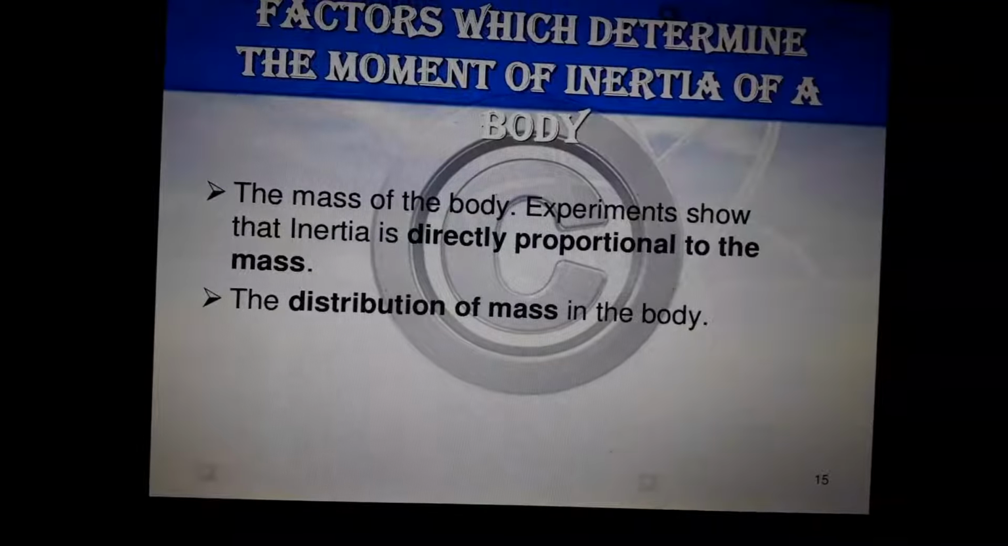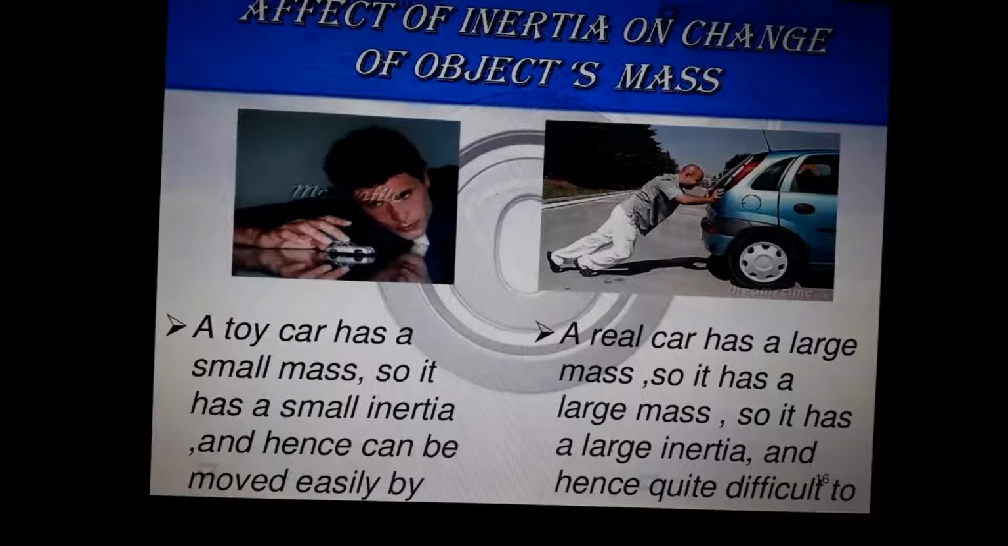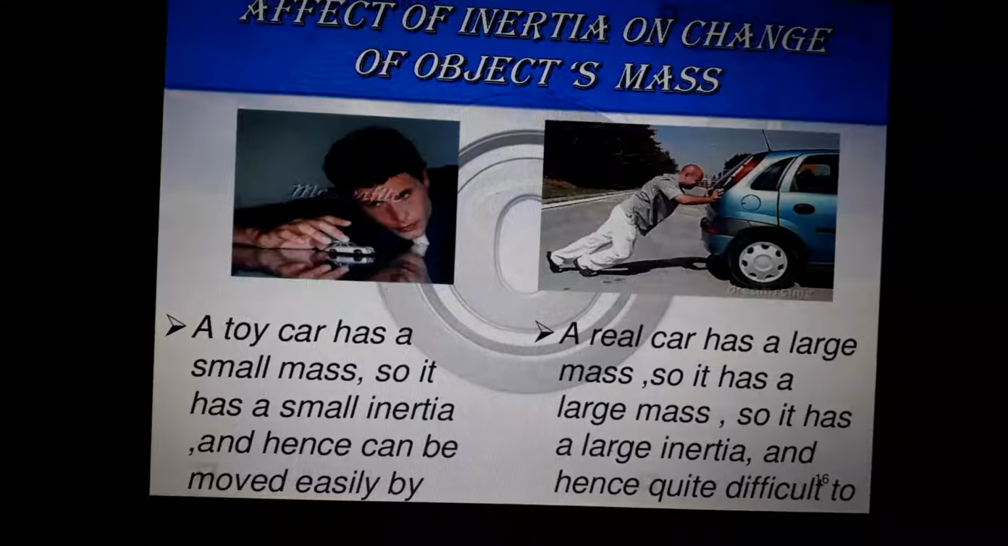You only need to study what inertia is: a property of an object to continue in its state of rest unless an unbalanced force is acting on it, and that force must be enough to move that object. Then only can we break the inertia.